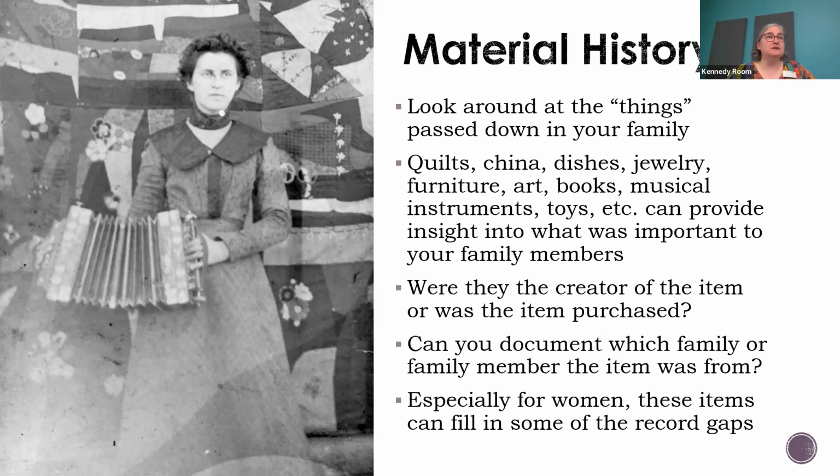Now, they probably didn't have more than that one toy, and it may have been one toy that was passed through all of the children, doll, truck, etc. But depending on the economic status of the family, you may have inherited a couple of things, and that tells its own story. Were they the creator of the item, like this quilt? Was it purchased, like the accordion? Do you know anything about where it was purchased?